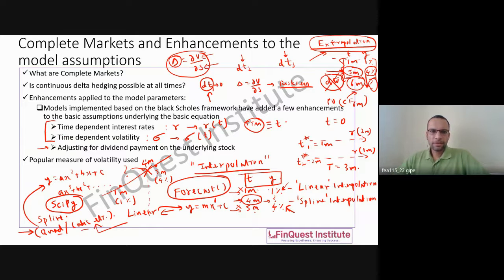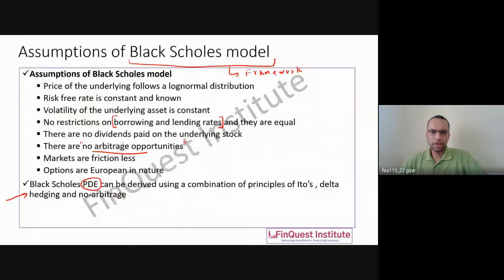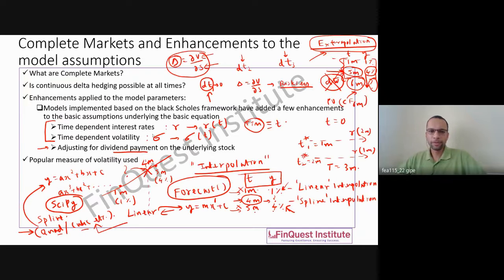Now coming to another adjustment or enhancement which is applied to model parameters, adjustments for dividend payments. If you see in the earlier assumptions for Black-Scholes, it was assumed that no dividends were paid on the underlying stock. But that has been tweaked a bit. The basic framework still works on the assumption that no dividends are paid, but now the model has been modified a bit so that you can adjust for such intermediate dividend payments on the stocks also. Again, these are small tweaks which the market has done on top of the Black-Scholes framework.